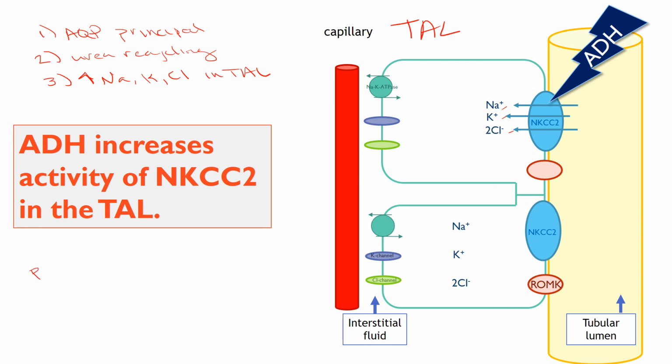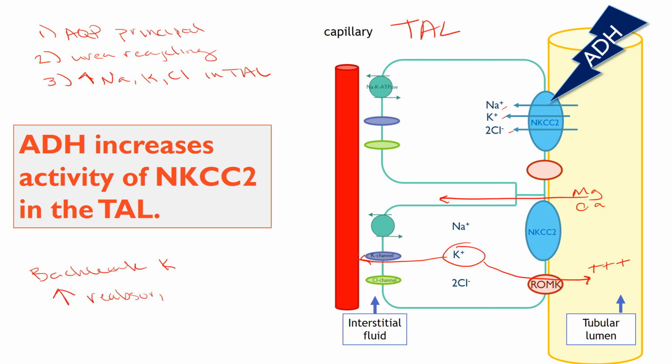And as a result of the back leak of potassium through those ROMK channels, if you remember, potassium gets pulled inside the cell, and then it can either back leak back out into the tubular lumen, or it can get reabsorbed through potassium channels. That builds up a positive charge here. That positive charge repels magnesium and calcium, which get repelled and passively reabsorbed through the paracellular pathway. Therefore, ADH has an indirect effect of increasing reabsorption of magnesium and calcium as well.